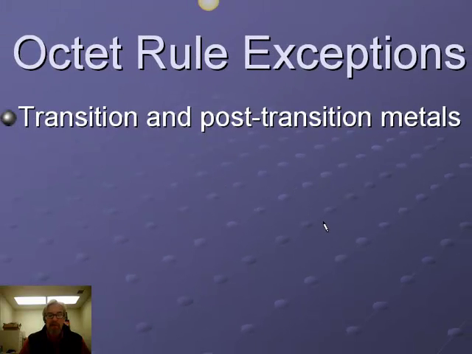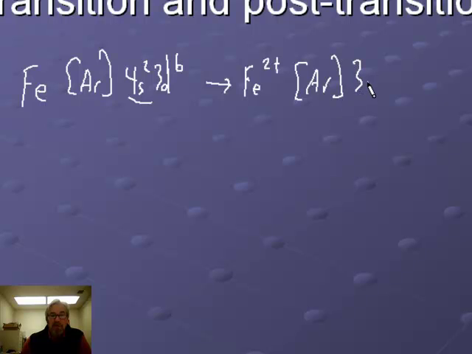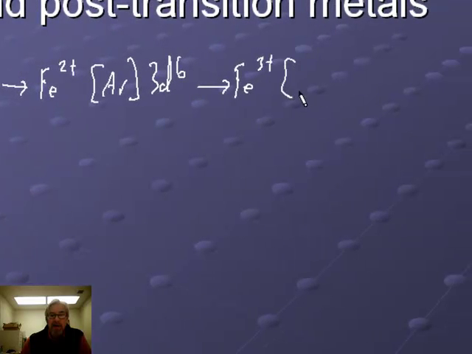And transition and post-transition metals are also exceptions. Like, let's look at iron, for example. Iron is argon, this is the shorthand notation, 4s2, 3d6. It's going to lose its electrons when it ionizes from the highest shell, which is the 4s shell. So an Fe2+ is going to be argon, and then the 4s2 are gone, but the 3d6 are still there. And then Fe3+, which we also know is common, you're going to have to lose that third electron from the 3d, and so it's argon with the 3d5. Neither one of those show a full octet. So transition metals and things that are closest to helium are exceptions to the octet rule.